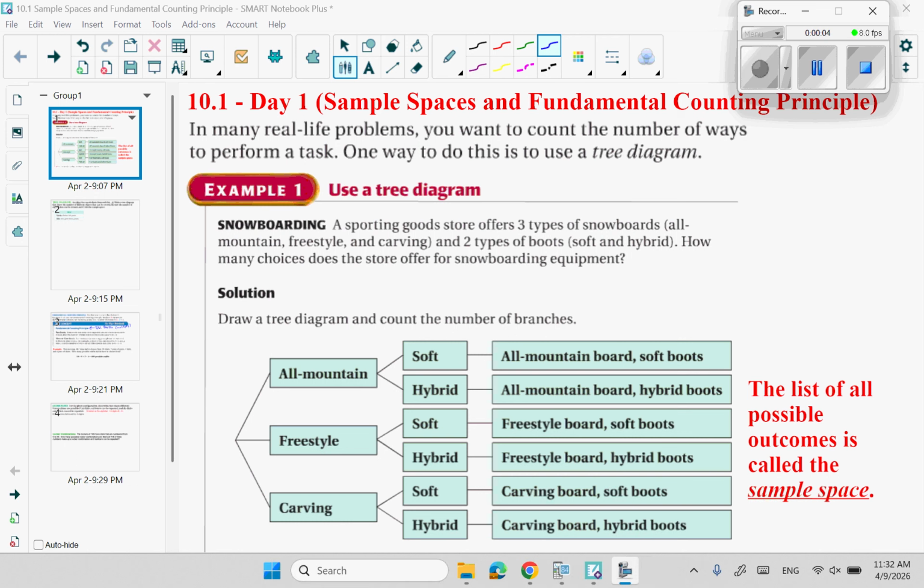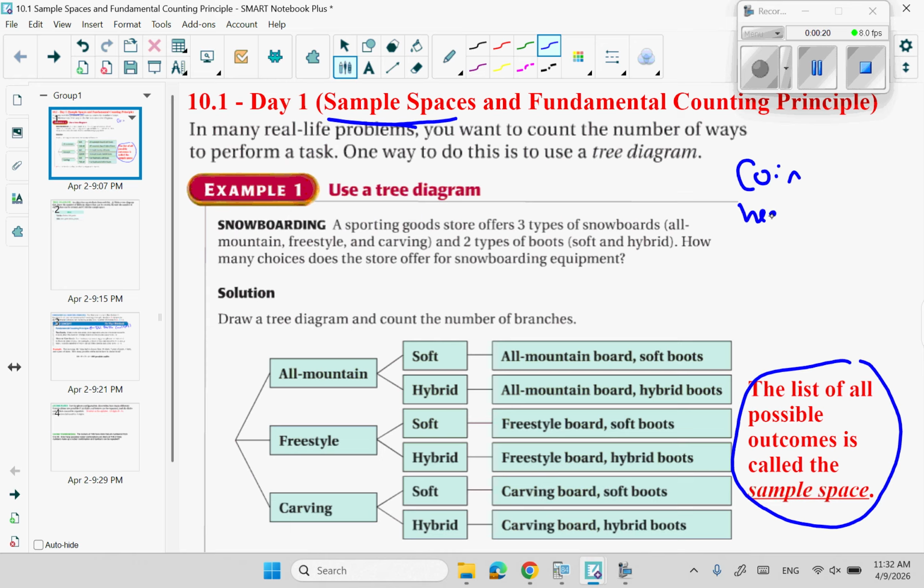Today we're going to talk about sample spaces and the fundamental counting principle. So, first, let's talk about sample spaces. Sample space is all the possible outcomes. So, for example, if I flip a coin, I could get a heads, I could get a tails. That is it, what could happen for a coin. Or, let's say I roll a dice. I could get a 1, 2, 3, 4, 5, 6. That is the sample space. Sample space are all the possibilities that could happen.